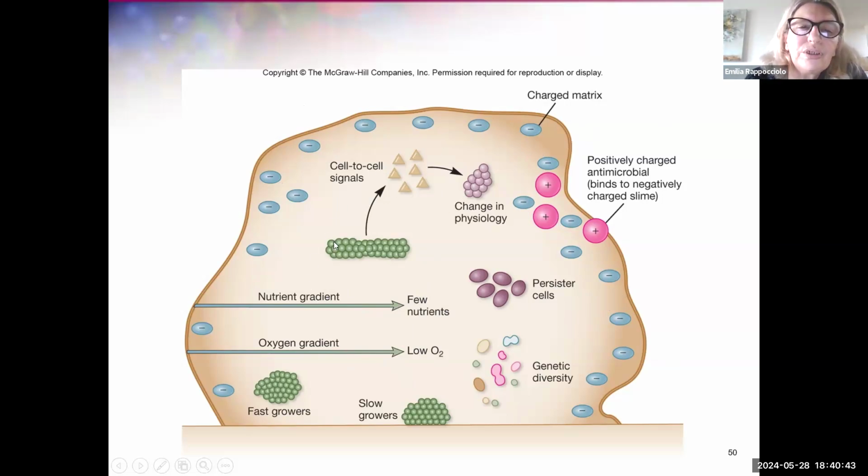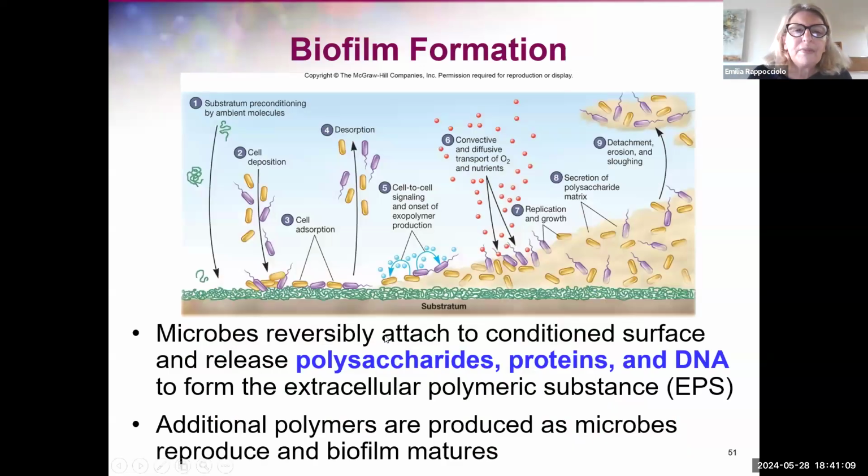Cells talk to each other through signals, and they can change their behavior depending on the signals that they receive from other cells. They can exchange DNA, they can exchange plasmids, they can exchange genes that make them better. So biofilm is a very nice kind of environment for cells to grow in.